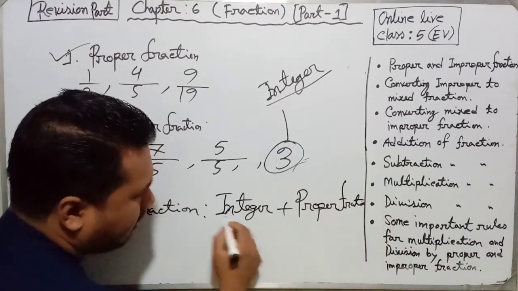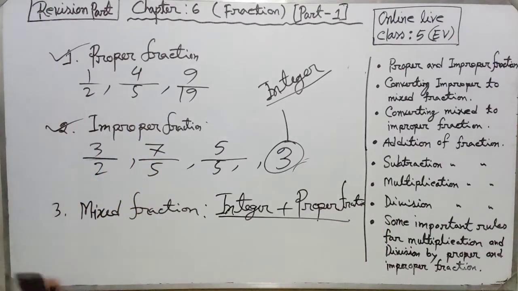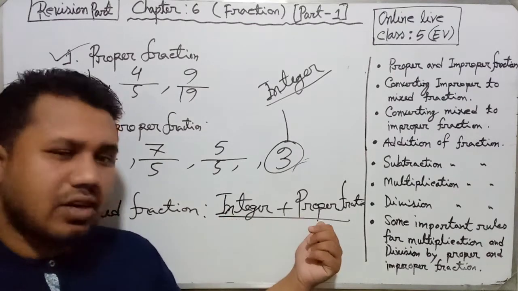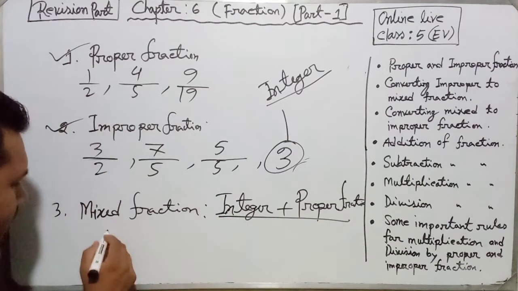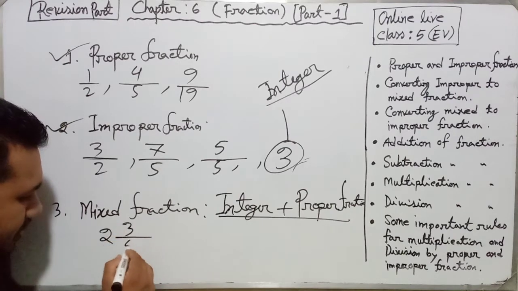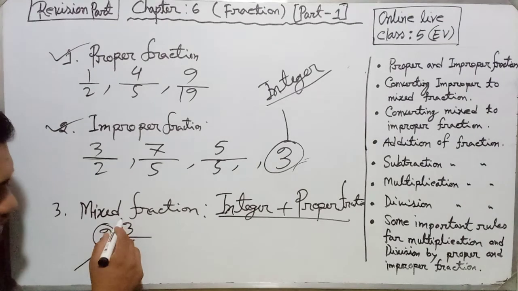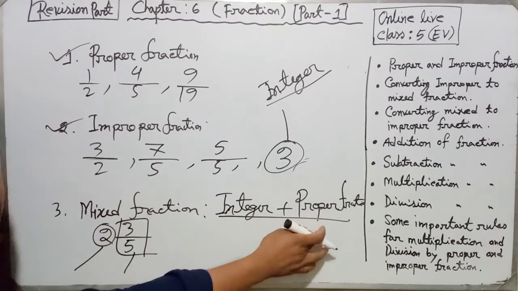So we can say every mixed fraction contains two parts. First one integer and second one proper fraction. Example, suppose 2 whole 3 by 5. Look, these two, this is integer and 3 by 5, this is our proper fraction.